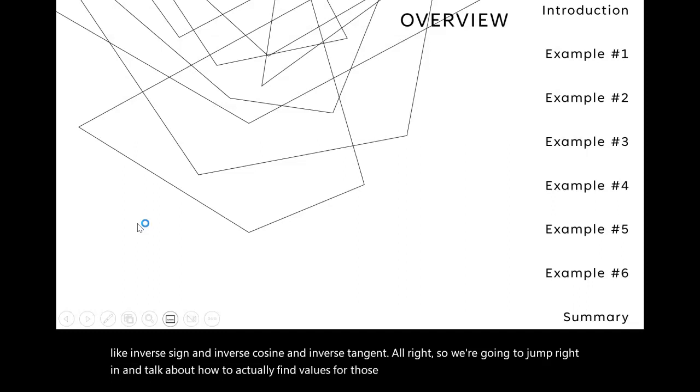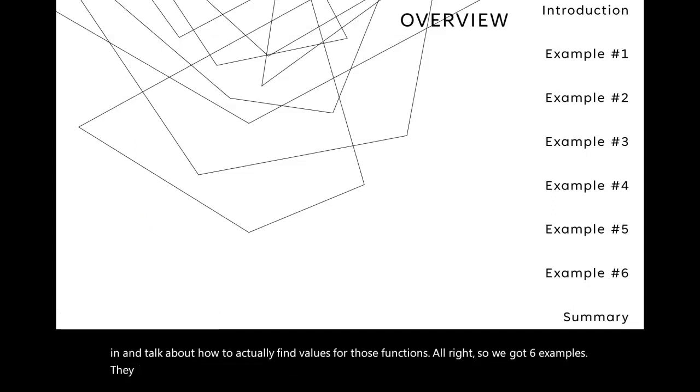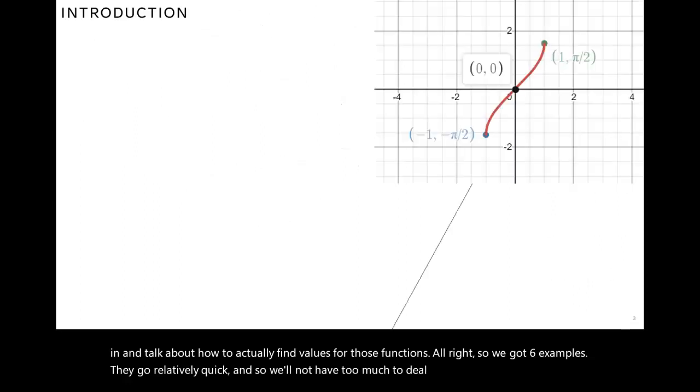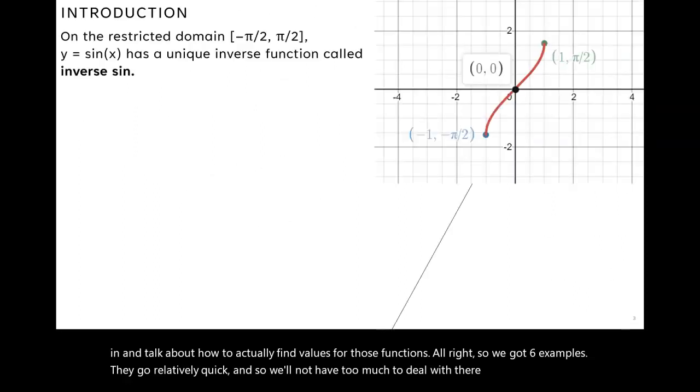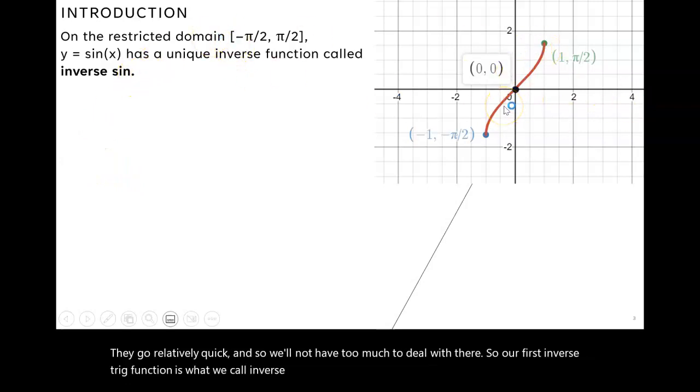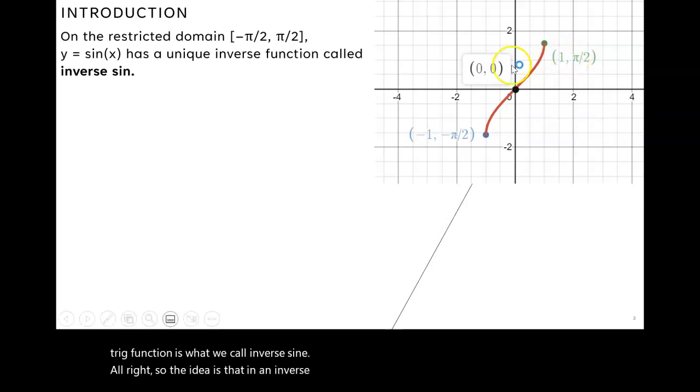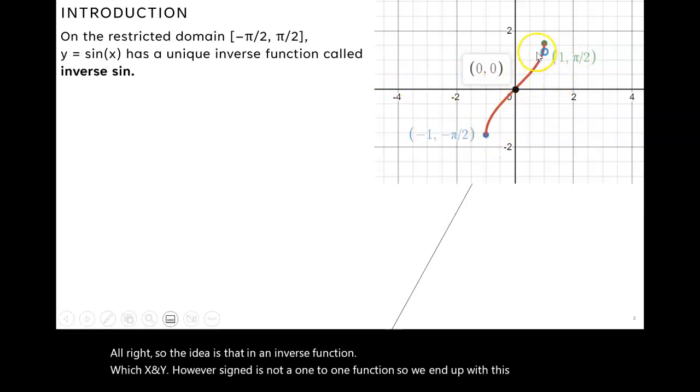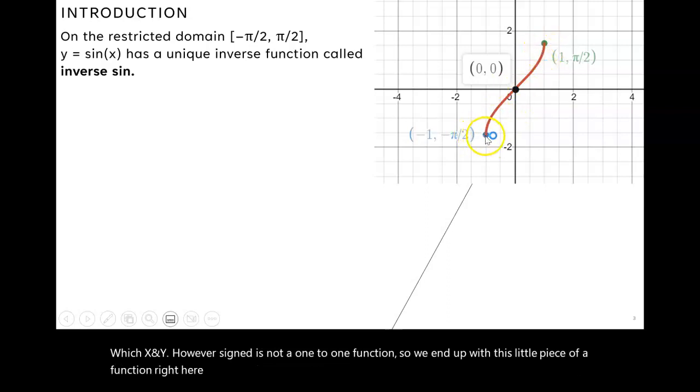All right, so we've got 6 examples. They go relatively quick, so we won't have too much to deal with there. So our first inverse trig function is what we call inverse sine. The idea is that in an inverse function, you switch x and y. However, sine is not a one-to-one function, so we end up with this little piece of a function right here, which is our inverse sine graph.